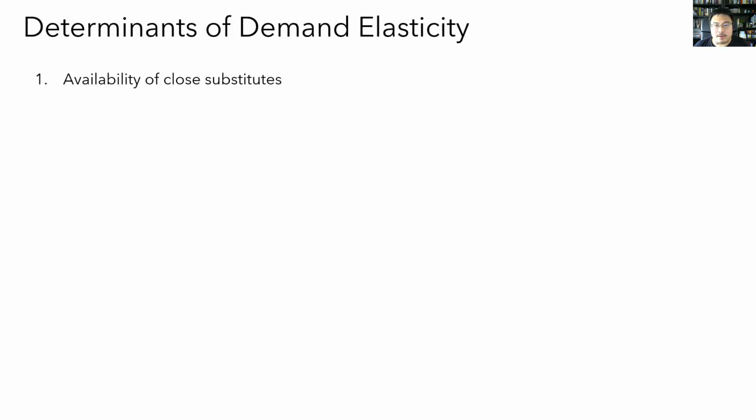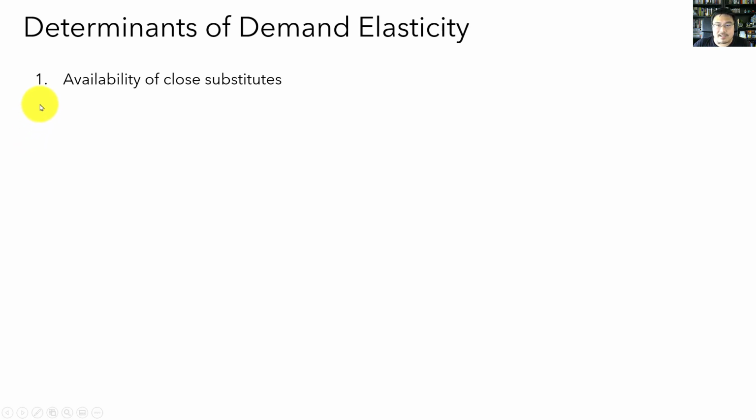All right, so now that we know what the price elasticity of demand is and how we can calculate it, let's talk about the things that determine the price elasticity of demand, all right? When is a demand curve going to be more elastic and when is it going to be less elastic? And the first thing we want to think about is the availability of close substitutes, all right? If a good has many close substitutes, then demand is going to be more elastic. But if a good is rather unique and therefore doesn't have many close substitutes, then demand will be less elastic.